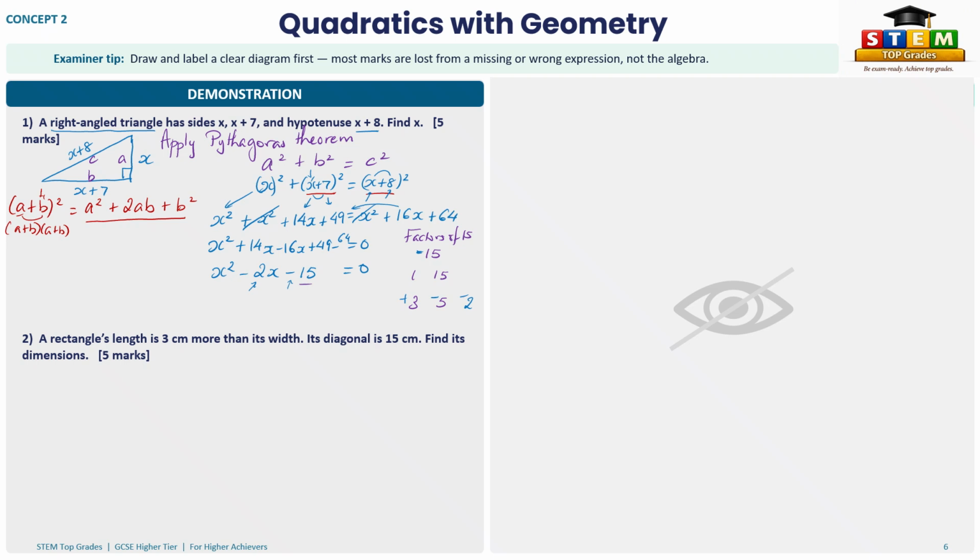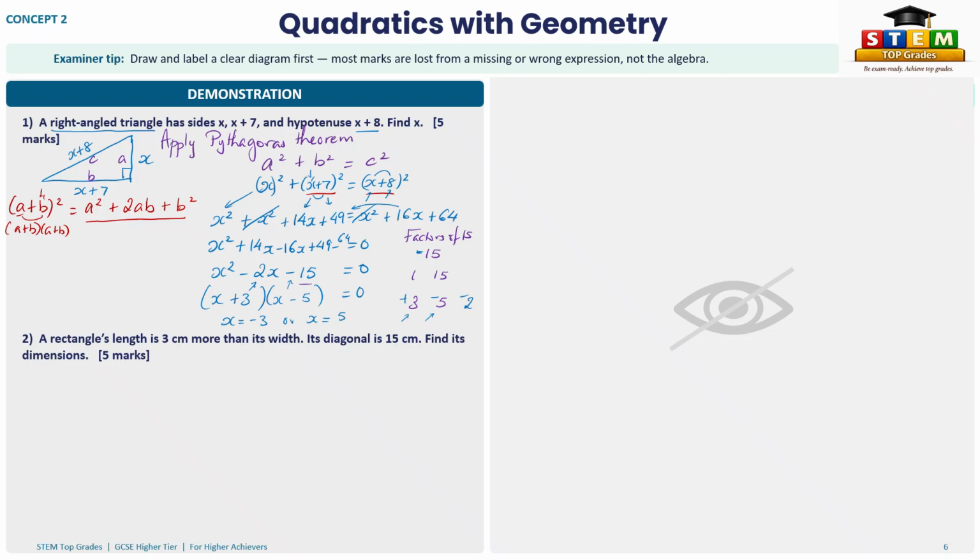Okay, right, so let's factorize that then, and we're going to get x here and x over there. So we'll pick up plus 3 and minus 5, plus 3 and minus 5. So in that case, you can get x minus 3 or x minus 5 as the possible numbers for x.